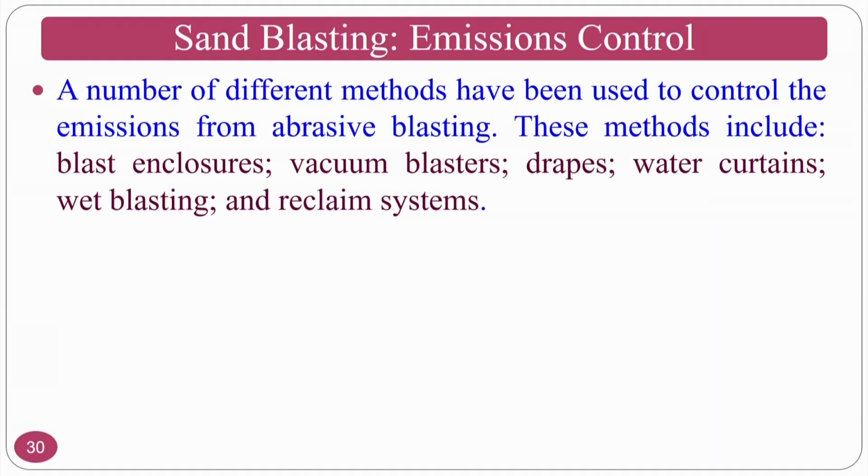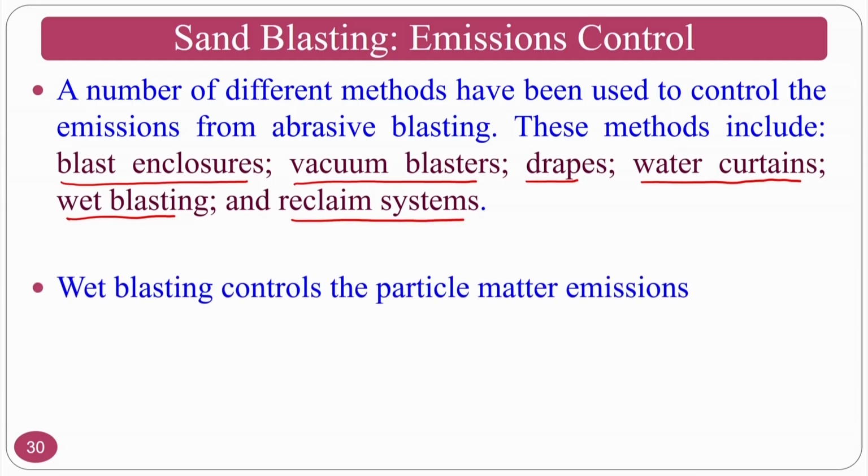A number of methods have been used to control the emissions in abrasive blasting. The methods include blast enclosures, which we will see. We have seen these enclosures and cabinets already, but we will see the same slide again in an upcoming slide. Vacuum blasters, drapers, water curtains, wet blasting and reclaim systems. So, normally you can use these things to control the emissions.